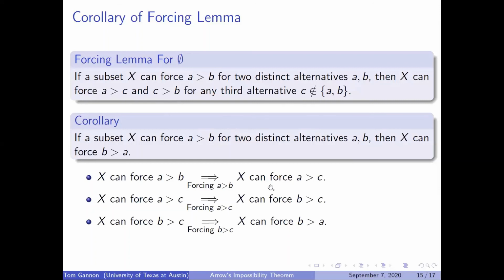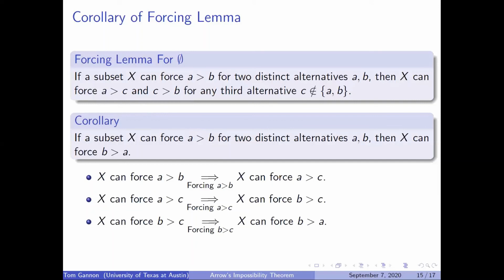Wait, but why does A over C force B over C? A over C forces B over C because of the forcing lemma. If a subset X can force A over C for two distinct alternatives A, C, then X can force A over B and X can force B over C. Okay. I promise you, if you permute the letters, you will see it fall out.